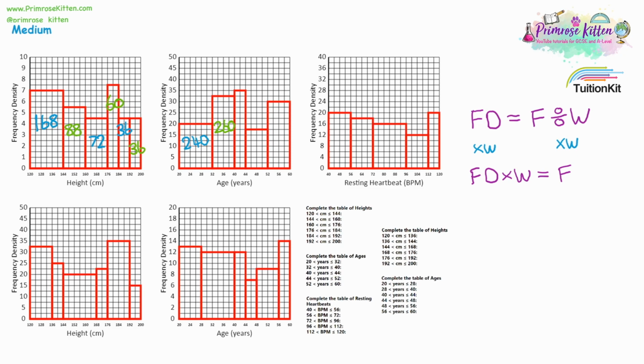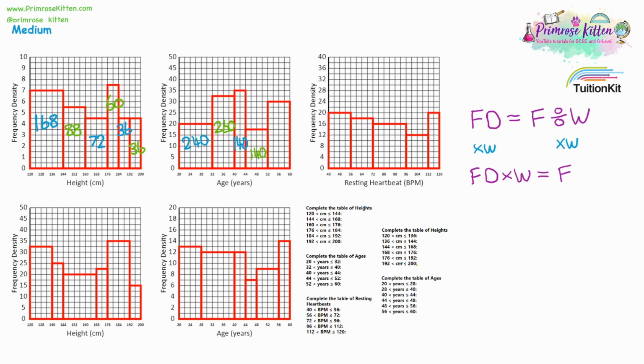So 8 multiplied by 32.5 will give us 260 people. The next bar is in between 40 and 44. That's a width of 4. The height is 35. 4 times 35 is going to give us 140. The next bar is in between 44 and 52. But I'm going to add 8. 44 plus 8 is 52. I'm going to multiply the width 8 by the height, which is in between 15 and 20. That would be 17.5. That's going to give us 140.